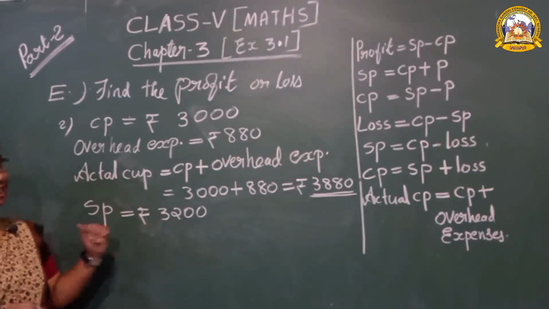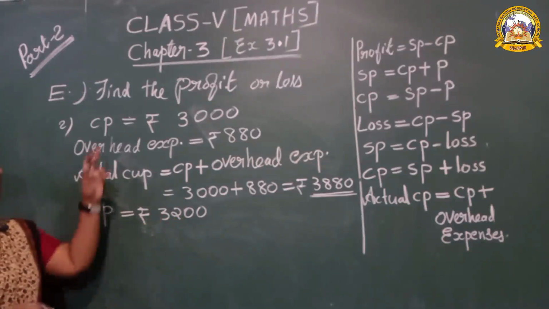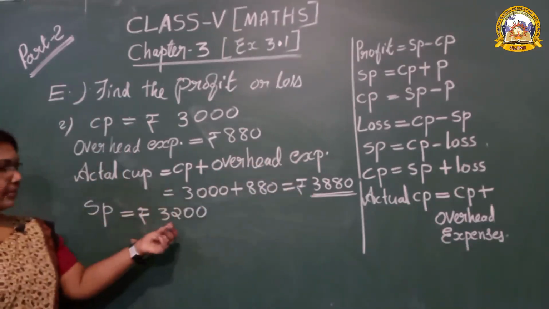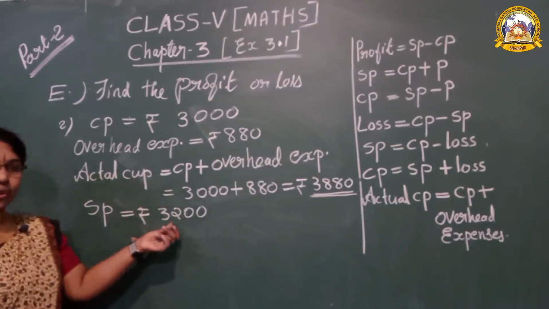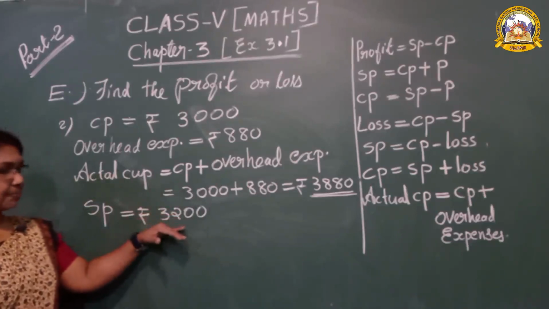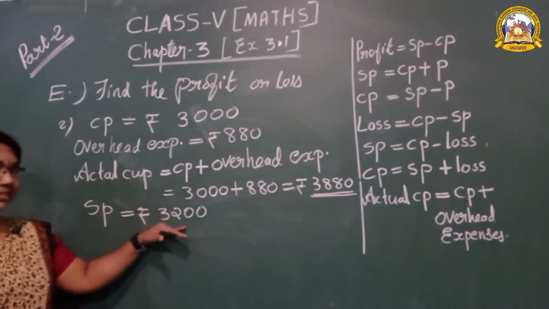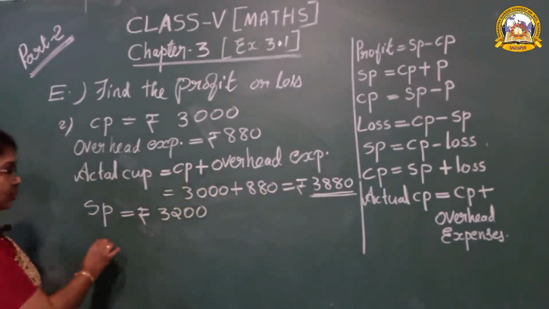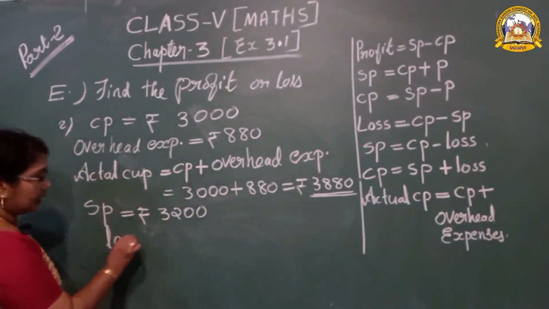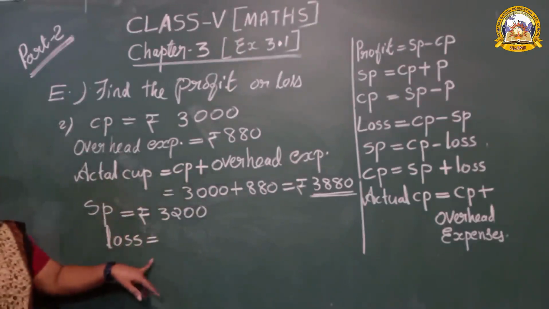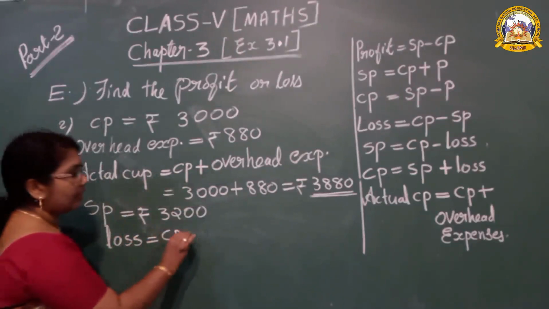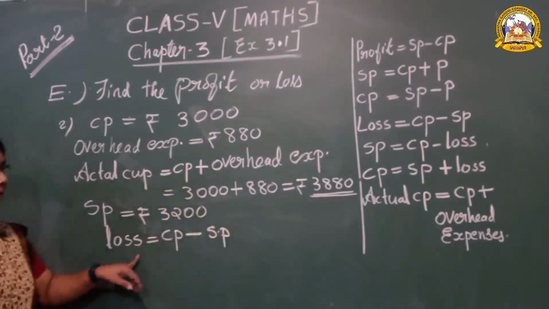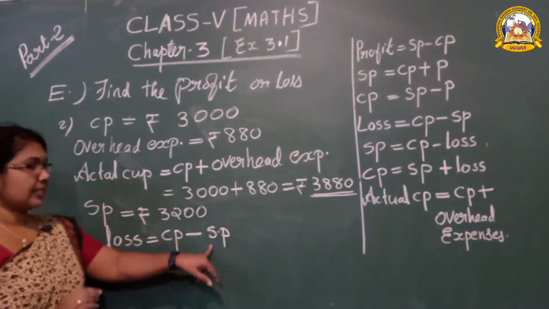3,200. Can you say it is profit or loss? CP is 3,800 and SP is 3,200. When SP is less than the cost price, you know it is loss. So you should write loss is equal to, what is the formula for loss? Cost price minus selling price.